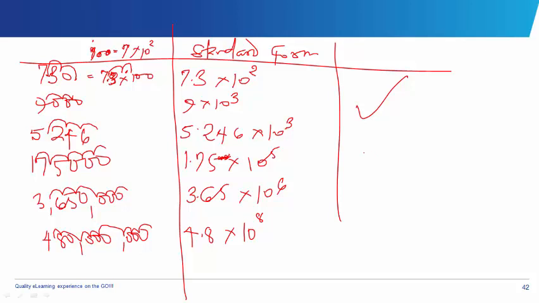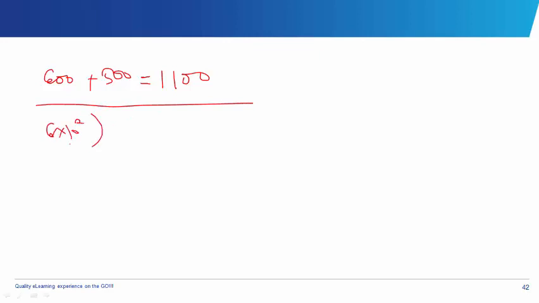Okay, then the next thing we'll look at is addition, subtraction, multiplication, and division of standard form. To explain the concept, let's say we have 600 plus 500. What will be the answer? 1100. Now, let's express this in standard form. 600 will be 6 times 10 raised to the power 2, plus 5 times 10 raised to the power 2, and our answer will be 1.1 times 10 raised to the power 3.